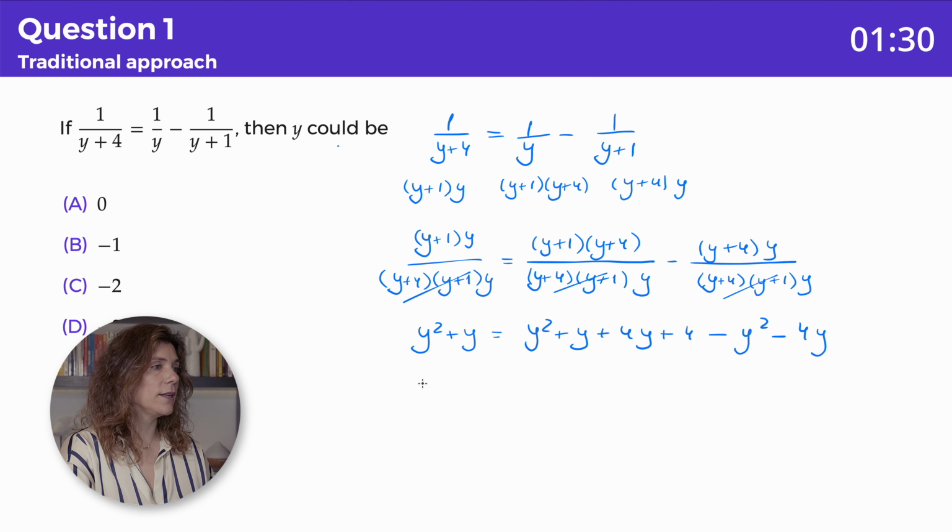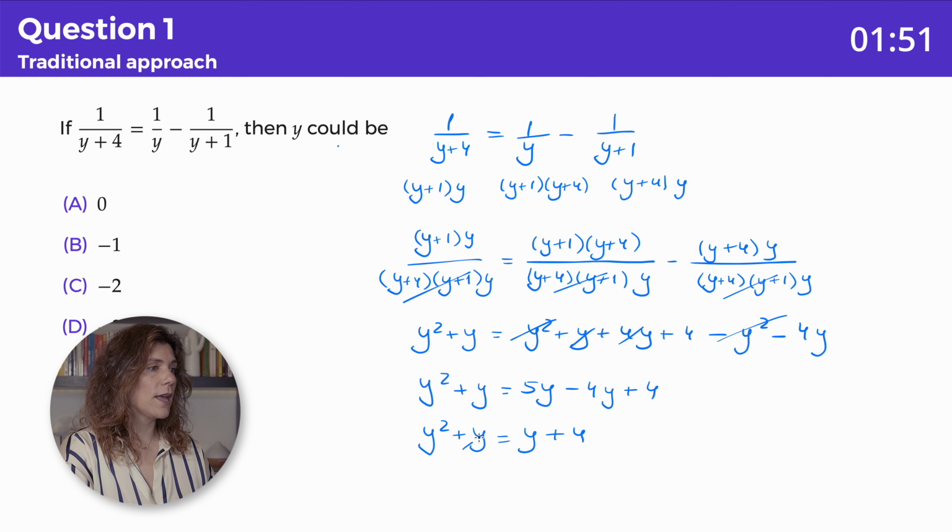Now combine the like terms. So y squared plus y is equal to y squared minus y squared, this is 0, y plus 4y, this is 5y. So let's write here, and then minus 4y plus 4. Now we keep y squared plus y, this is y plus 4. Now since you are adding y on both sides, you can just cross this, and y squared would be equal to 4, or y is equal to plus or minus square root of 4. This is equal to plus or minus 2.